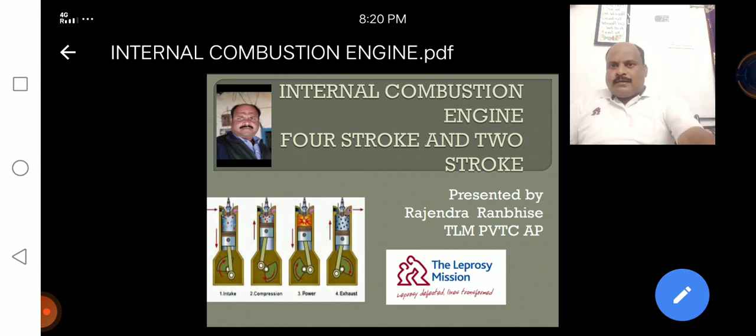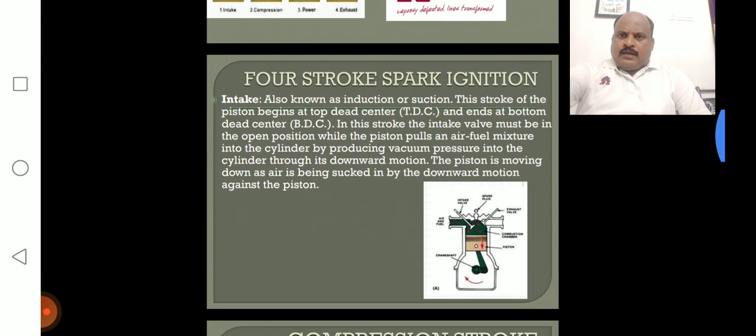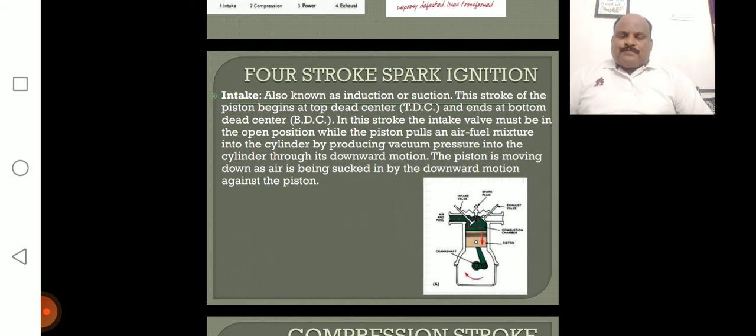So today our topic is internal combustion engine, 4-stroke and 2-stroke. When we are looking here, stroke means what? Stroke means the piston is working in the cylinder from TDC to BDC. Sometimes the piston comes to the TDC and sometimes the piston comes to the BDC. When the piston is working TDC to BDC and BDC to TDC, it's called a stroke.